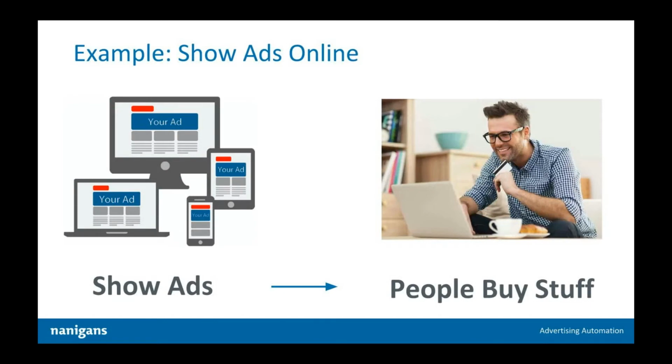So here at Nanigans, we do software as a service for performance advertising. But basically what we're doing is just showing ads online and getting people to buy stuff. The happy hipster with his credit card. That's what I assume all consumers look like. And then we're trying to figure out which ads we should show and which people we should show ads to.